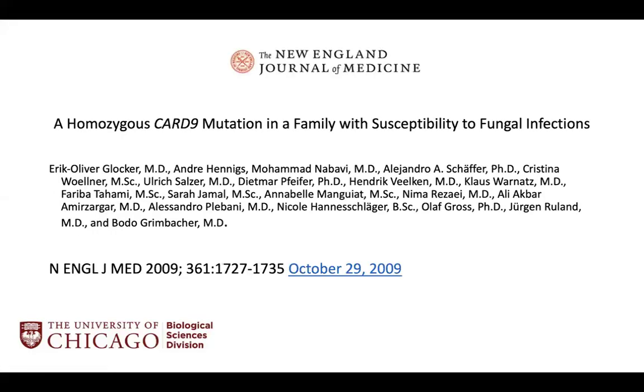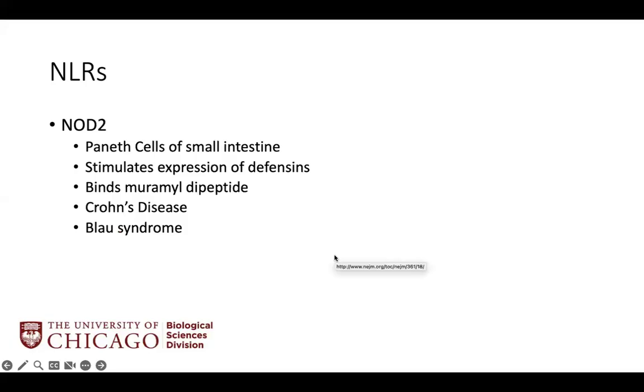CARD is important because there, of course, was an immune deficiency identified and published with it. A CARD9 mutation leads to susceptibility to fungal infections, and it was identified in one family. This is a while ago now, 2009. One specific NLR you've probably heard of because of its association with Crohn's disease and Blau syndrome. It's NOD2. It's located in the Paneth cells, in the small intestines, and it stimulates expression of defensins, and it binds to something called muramyl dipeptide.